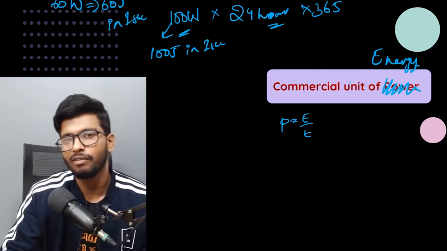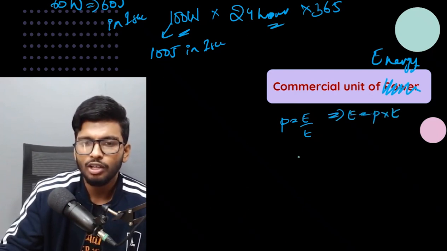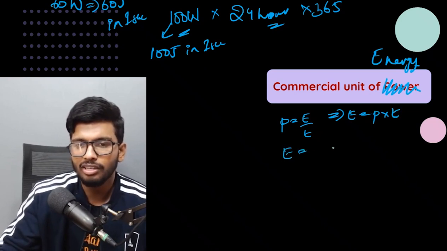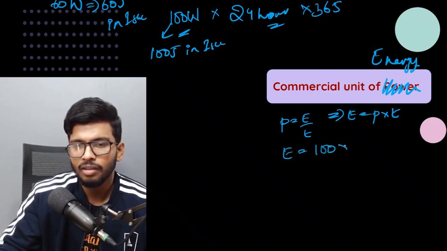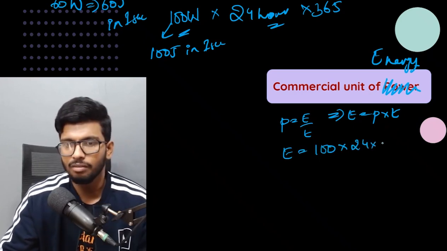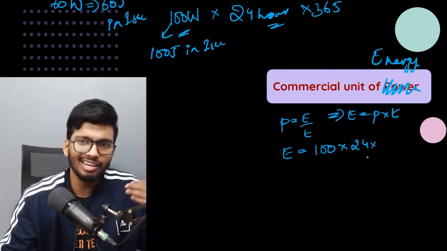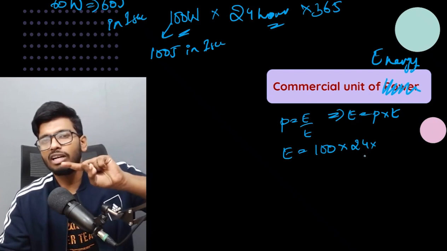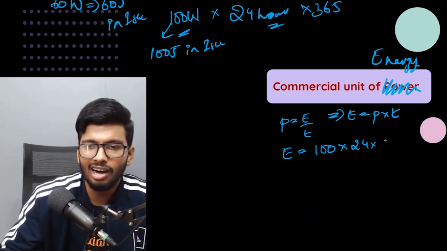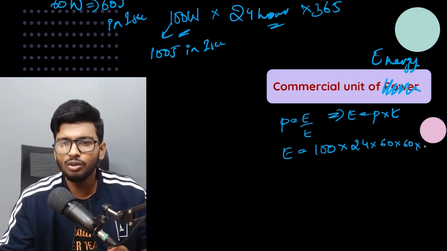So we know that power is equal to energy by time. So what is energy equal to? Energy is equal to power into time. If I have to calculate the energy consumed by this TV, power is 100 watts, and time is 24 hours a day for 365 days a year. Now I need to calculate the energy in terms of joules, so I need to convert 24 hours to seconds. 1 hour is equal to 60 minutes and 1 minute is equal to 60 seconds. So 100 into 24 into 3600 into 365.